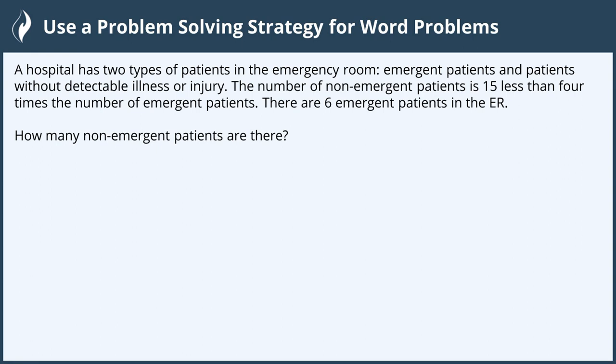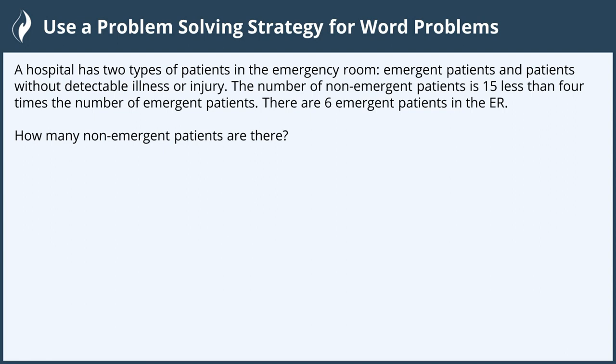A hospital has two types of patients in the emergency room: emergent patients and patients without detectable illness or injury. The number of non-emergent patients is 15 less than 4 times the number of emergent patients. There are 6 emergent patients in the ER. How many non-emergent patients are there?